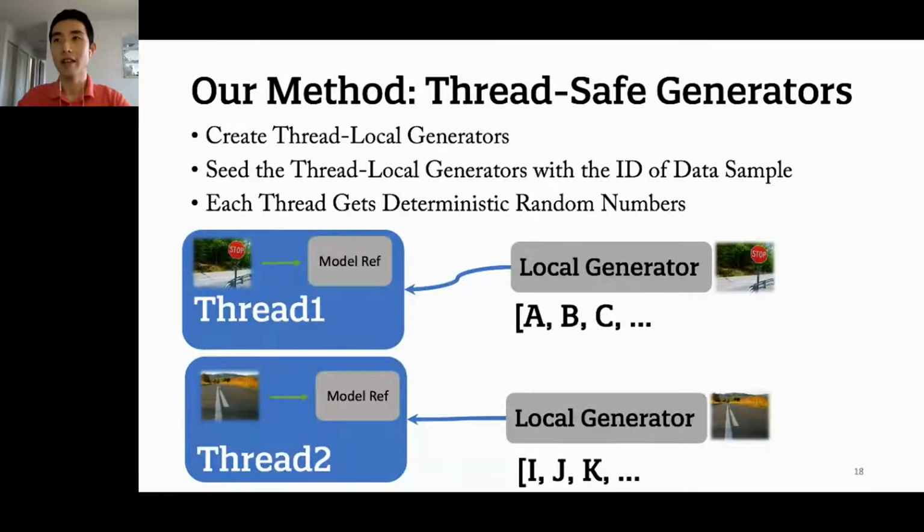So far, I've discussed how we introduce thread-safe generators to support deterministic training on the deep learning frameworks. Next, I'll talk about how we make checkpoints that can support faithful replay.